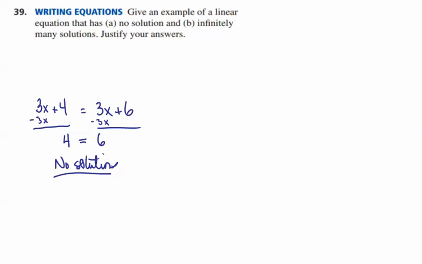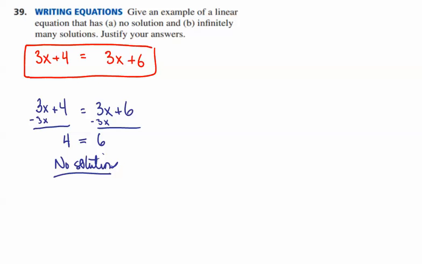So maybe a good place to start with this is some variable quantity that is the same on both sides. And then we're going to add different things to that. So plus 4 and plus 6. So this is a simple example of an equation that has no solutions to it.